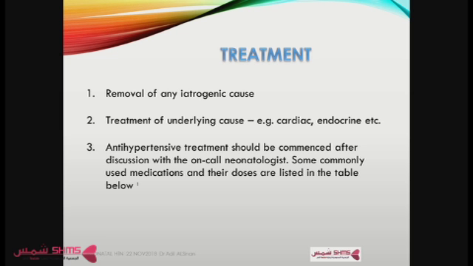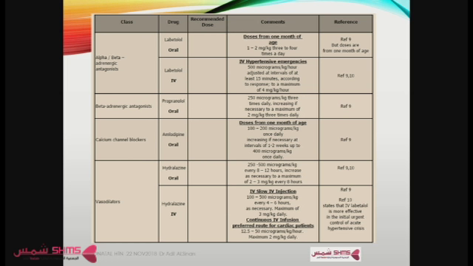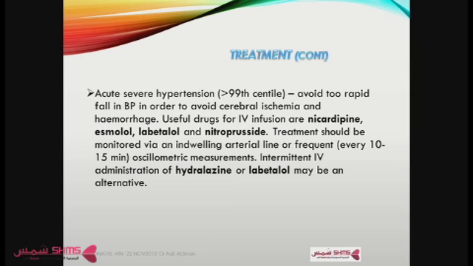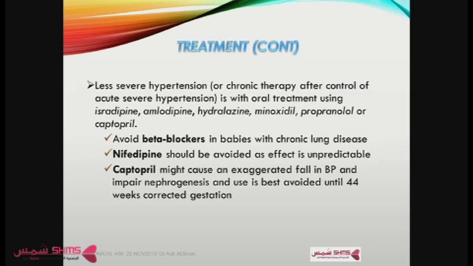Treatment: removal of iatrogenic causes, of course, makes sense. Treatment of the underlying cause, cardiac or endocrine. Antihypertensives: when to be used and is it of use. Here, we can divide it to oral for the chronic, but for the urgency or hypertensive emergency, there is the infusion and the intermittent IV type. And this shows mostly the spironolactone, as we said, most used with chronic pulmonary disease. One minute left. Acute severe hypertension is more than the 99th.